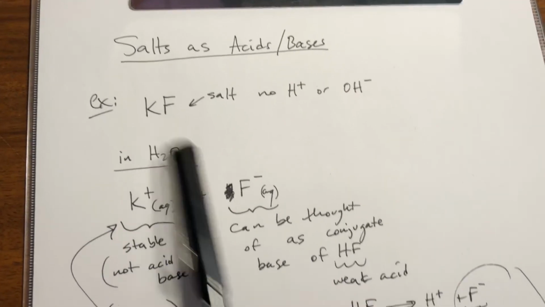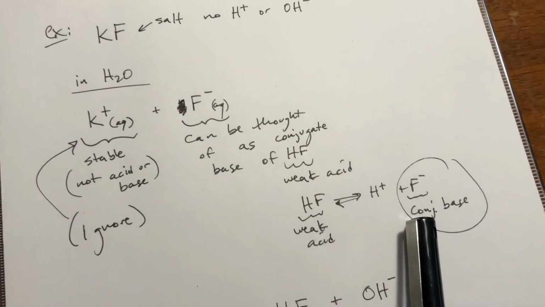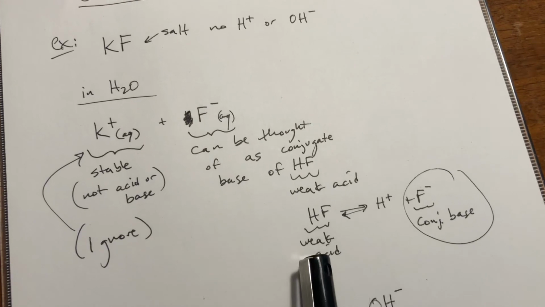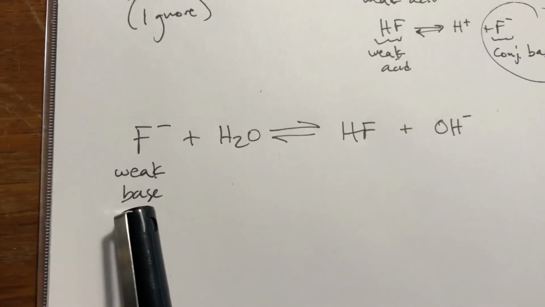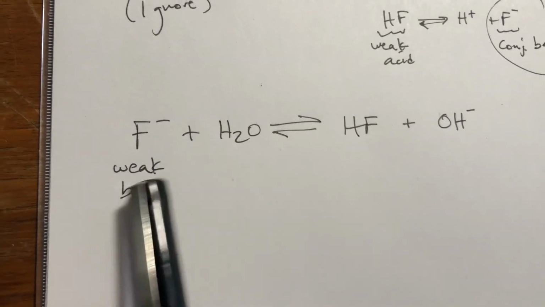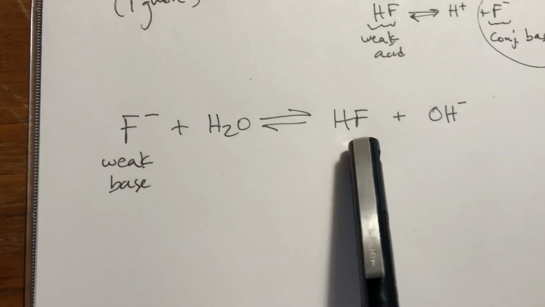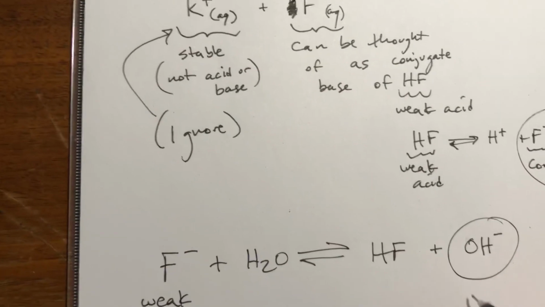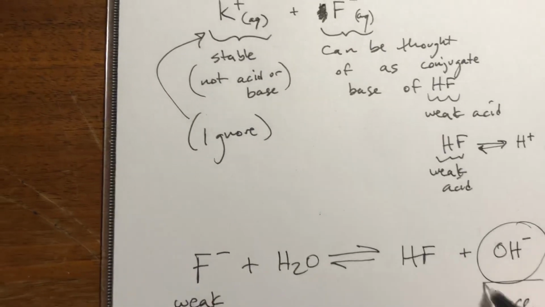The F minus is in fact a weak base because we can visualize it as starting with the conjugate base of a weak acid. So when you throw it in water as a weak base, it's going to act as a base, steal a proton, you form HF, and you get OH minus, and the OH minus is what makes this thing a base.